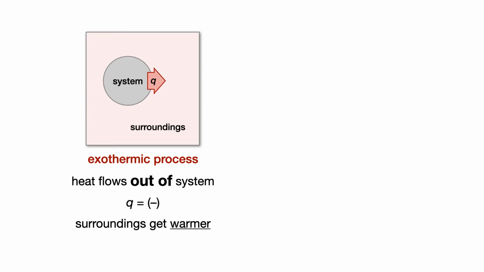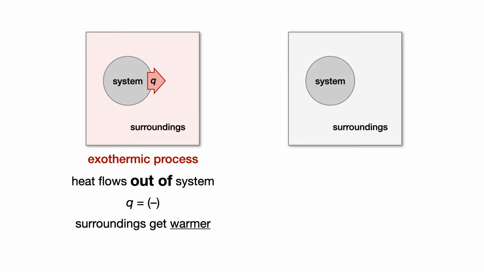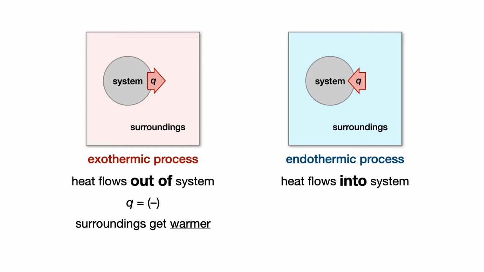And then, of course, the converse situation is where heat flows into the system from the surroundings. This is called an endothermic process. Endo means into, and so heat is flowing into the system in such a process. The system is gaining energy from this incoming heat, and so the sign convention is that Q, the heat, has a positive sign. And since the heat is flowing from the surroundings, the surroundings get colder in an endothermic process. This is just something to keep in mind.